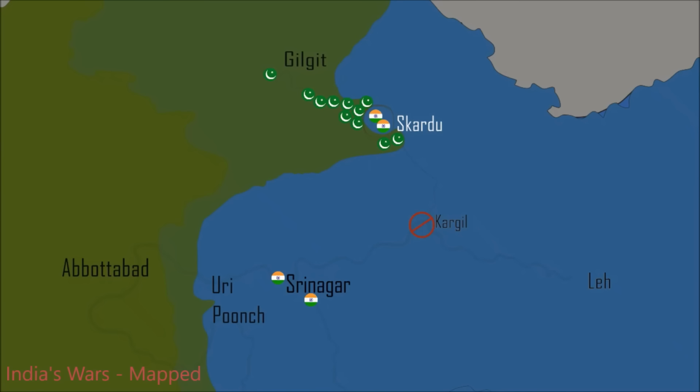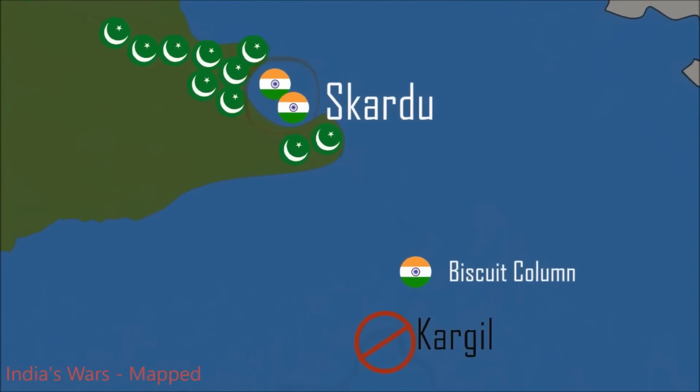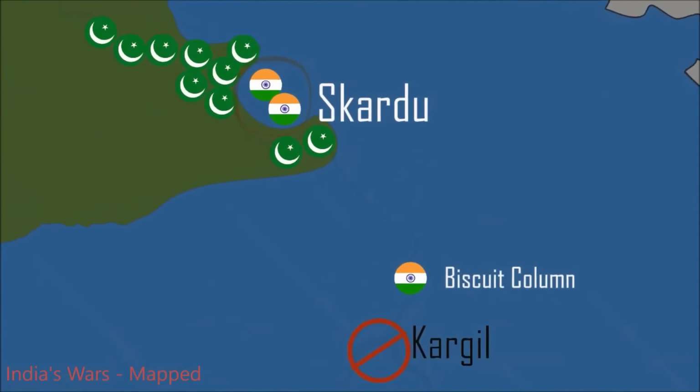The Indian side, meanwhile, had dispatched one more company of troops from Srinagar over to Skardu, called the Biscuit Column. The objective of the Biscuit Column was to reinforce Skardu, to support the defense of the town, and thereafter plan out offensive operations to repel the enemy away from Skardu. The Biscuit Column under Brigadier Fakir Singh were on track to reach Skardu by March 18, 1948.